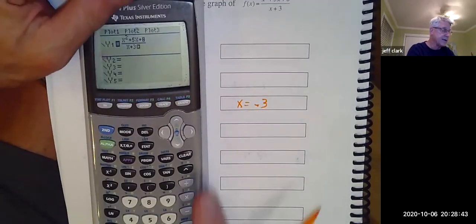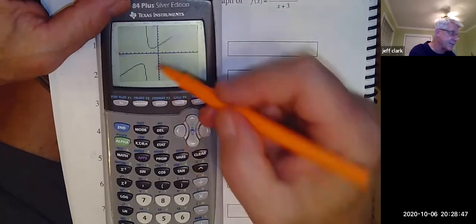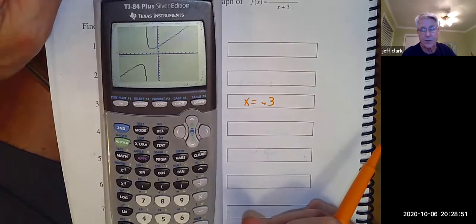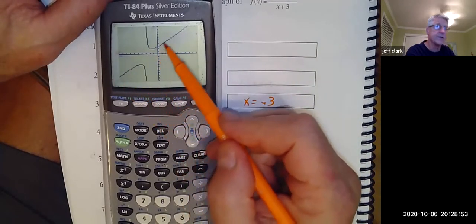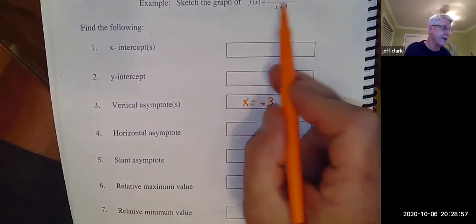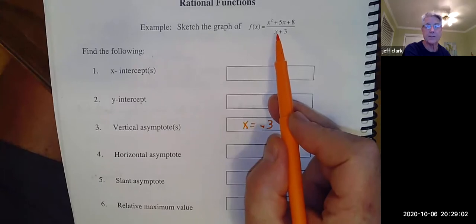Okay, but we'll take a look at the picture. See, -3 is right here. That's a vertical asymptote. That's a visual confirmation. Look at this. This looks like there's a slant to it. So there's going to be a slant asymptote. Sure enough, if the degree at the top is 1 more than the degree at the bottom, there's a slant asymptote.